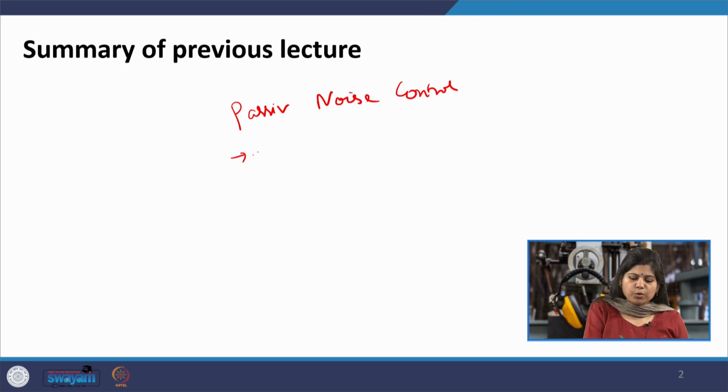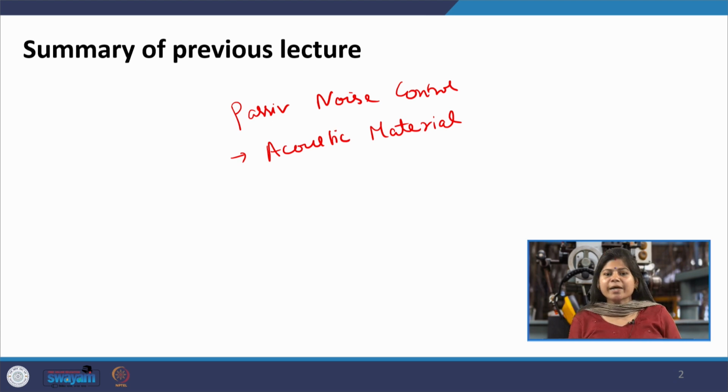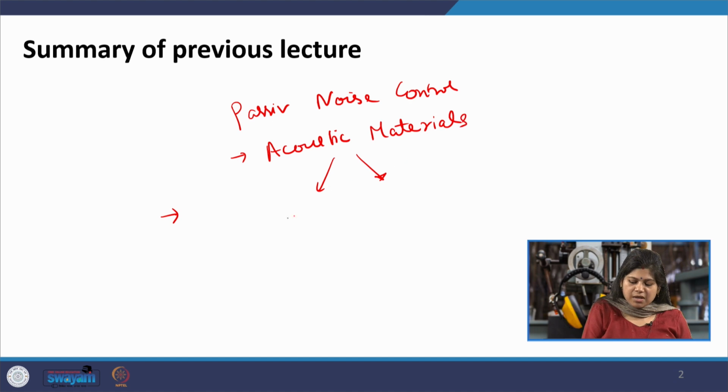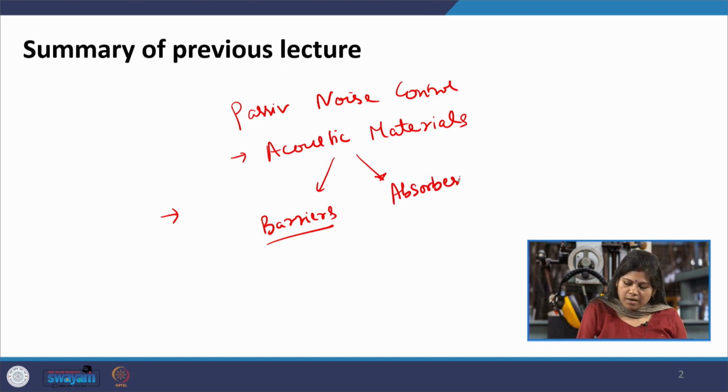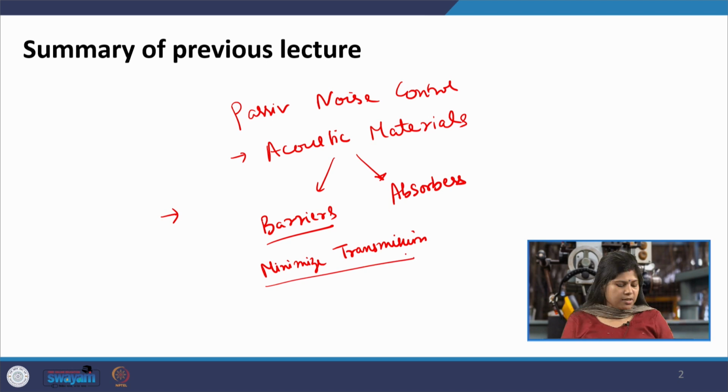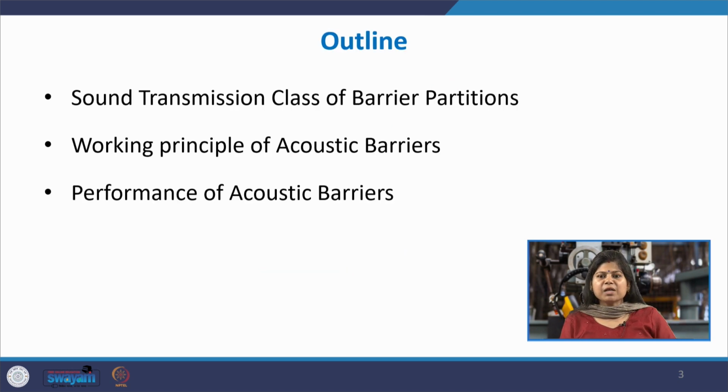and then we have studied the concept of acoustic materials, the materials typically used to control or manipulate sound waves through them, and how they can be used for passive noise control. A broad classification of these acoustic materials is as barriers, and as absorbers. Barriers are the materials that minimize the transmission through them.